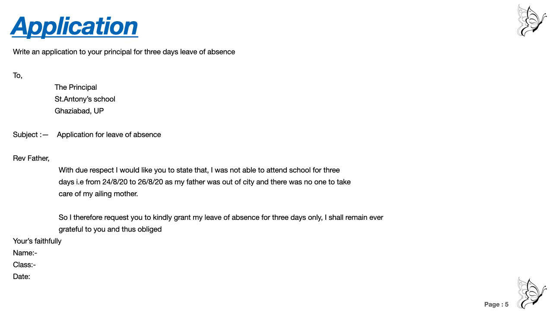And in the next paragraph you will write, so I therefore request you to kindly grant my leave of absence for 3 days only. I shall remain ever grateful to you and thus obliged. Now these 2 paragraphs are the body of the letter. And again in the same line you see 2 subject Reverend Father, and then last yours faithfully, name, you write your name, you write your class, and you write the date when you are giving the application or letter. Understood? So these are the 2 kinds of letters that you have come to know now.